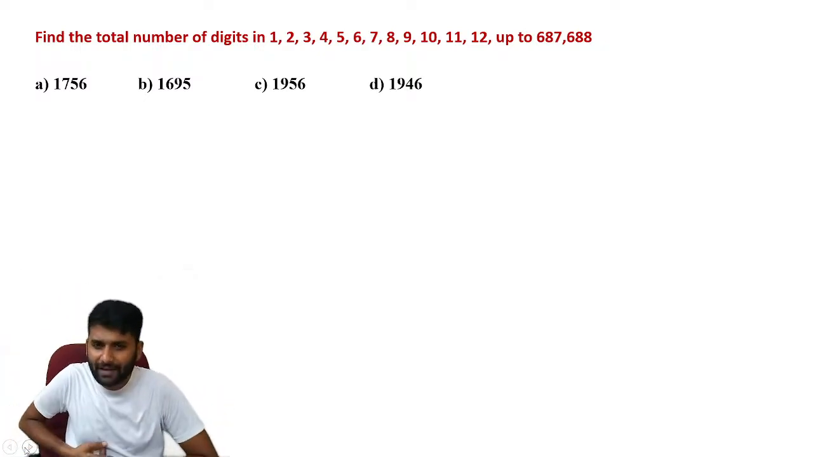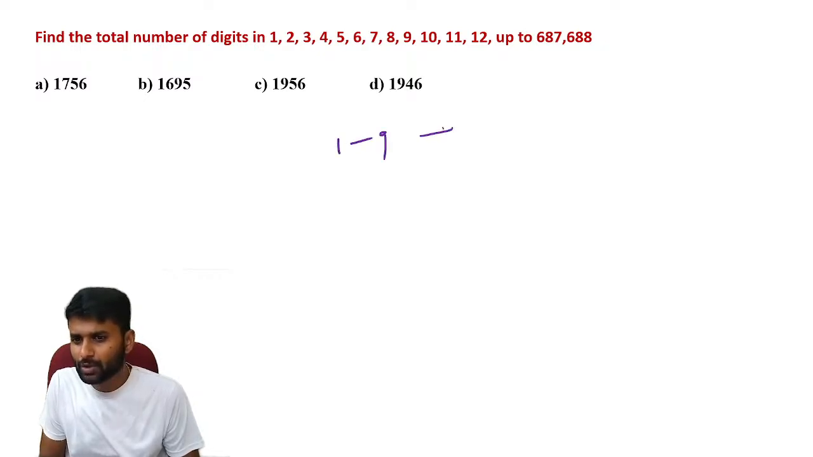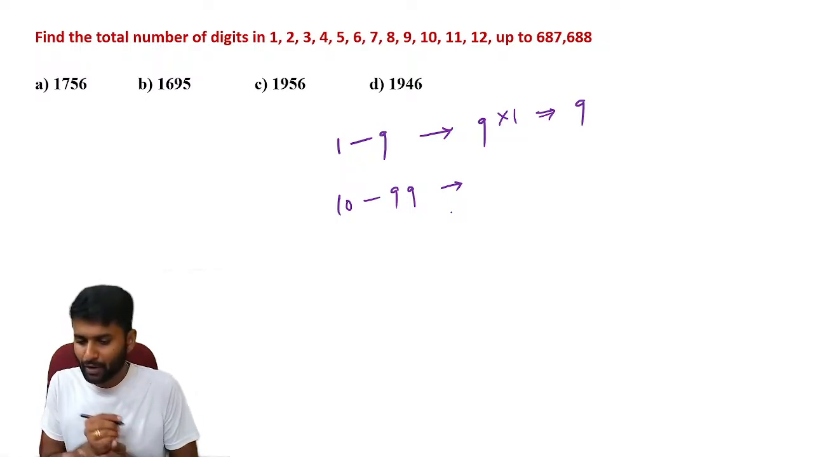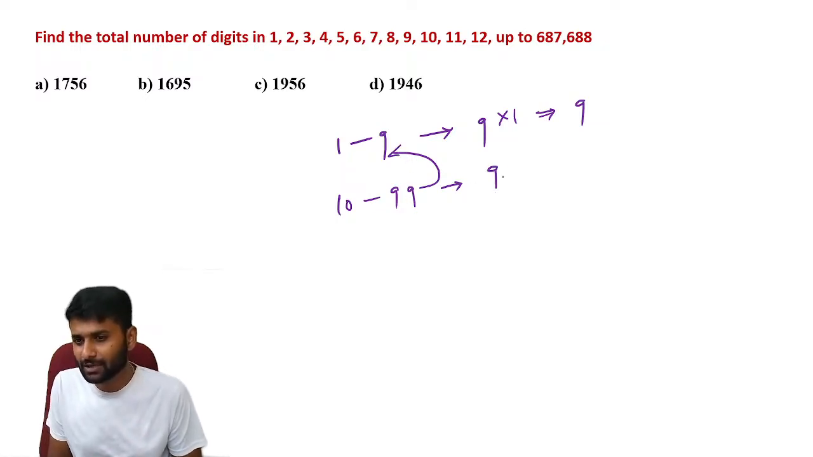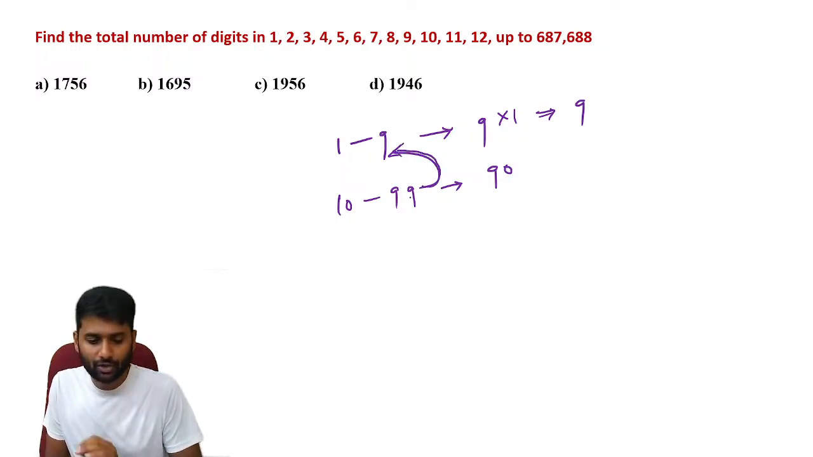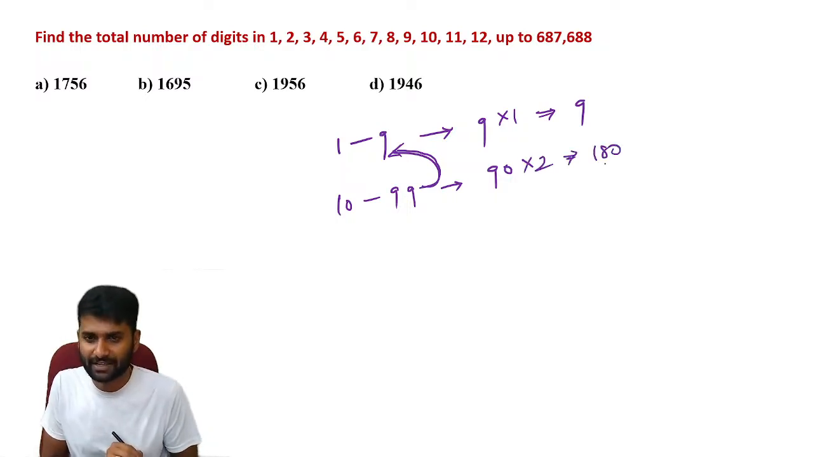See the question here. Find the total number of digits in 1, 2, 3 up to 688. Now see, from 1 to 9 we have 9 single digit numbers. The total number of digits is 9. Let's identify that. From 10 to 99, how many digits are there? Before identifying the digits, identify how many numbers there are. From 10 to 99 the total numbers is exactly 90. If you want this exact count, just subtract 9 from 99 and you will get the count. So 90 numbers all belong to the 2 digit category.